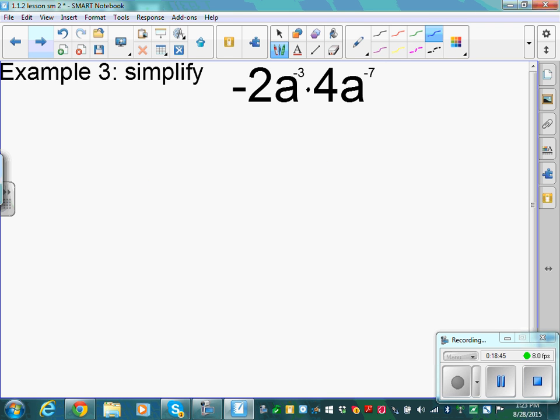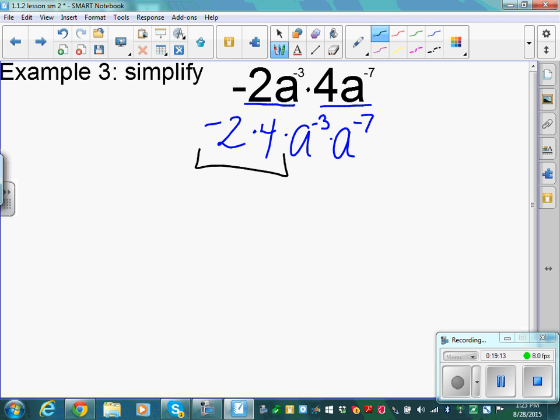Negative 2 times a to the negative 3 times 4a to the negative 7. We are comfortable now with the fact that we can reorder this, and that the negative 2 is not connected to a to the negative 3 and that our 4 is not connected to a to the negative 7. So I'm going to put it in a different order. Negative 2 times 4 times a to the negative 3 times a to the negative 7. And then I'm going to simplify it. With our numbers, we multiply that and we get negative 8.